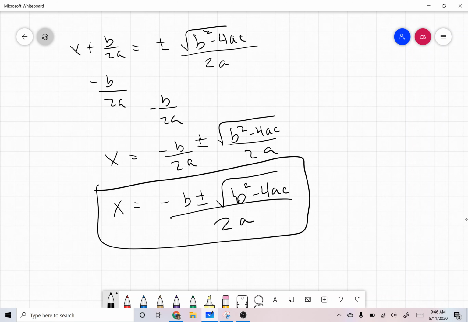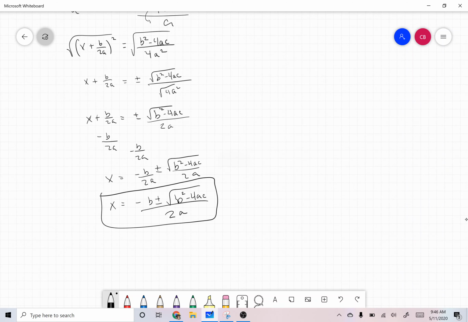There is a song to memorize that formula. It's called the Quadratic Formula song. It sounds like Pop Goes the Weasel. I'm not going to sing it for you, unfortunately. Sorry. I don't want anybody to shut my video off early. But with that being said, that is the formula you will use.